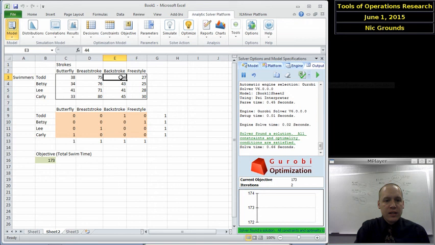Now, Todd was not the fastest person to swim the backstroke, but if you look, Todd is not the fastest swimmer to swim any particular stroke. So we had to find what stroke to assign him, even though he wouldn't be the fastest at it, in order to minimize the amount of time everyone else could swim their strokes. So we did assign Carly the butterfly, at which she is the fastest. We did assign Lee the breaststroke, at which Lee is the fastest. And we did assign Betsy the freestyle, at which she is the fastest swimmer, which left the backstroke available for Todd, and a best objective.